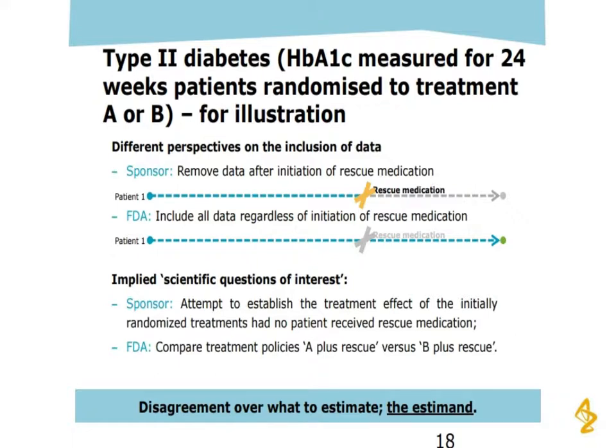So here it seems like the sponsor is attempting to establish the treatment effect of the initially randomized treatment had no patient received rescue medication, whereas the FDA would like to compare two treatment policies, that of A, and in some patients, some people got rescue medication, so that's A plus rescue, compared with other patients who either received B or B plus rescue. So, there you are. That was a plain disagreement there between two stakeholders in the system, let us say, and they were disagreeing over what to estimate. And that is an example of an estimand.